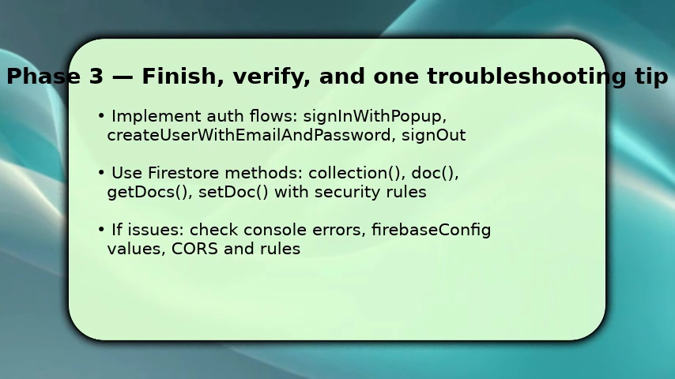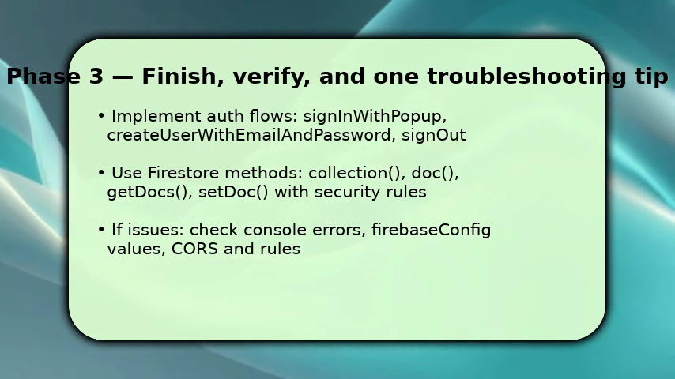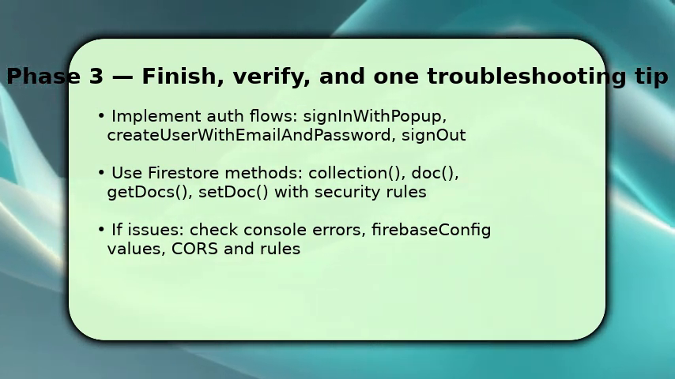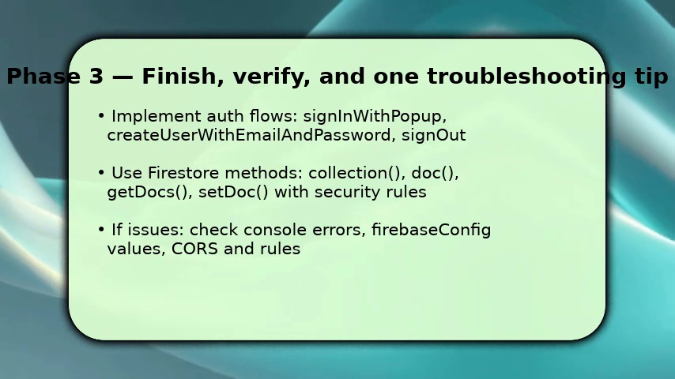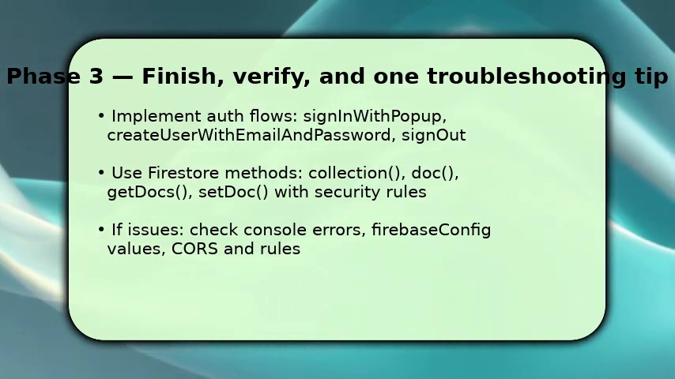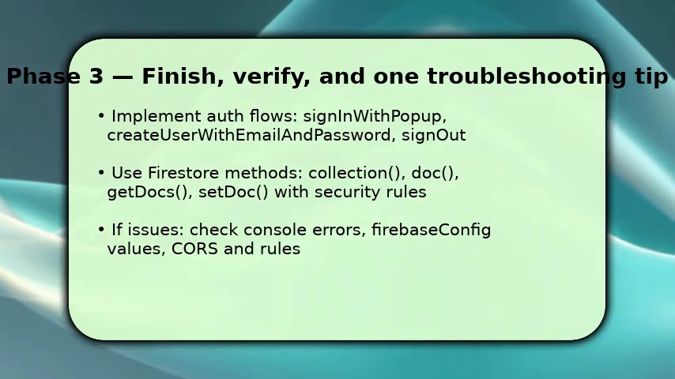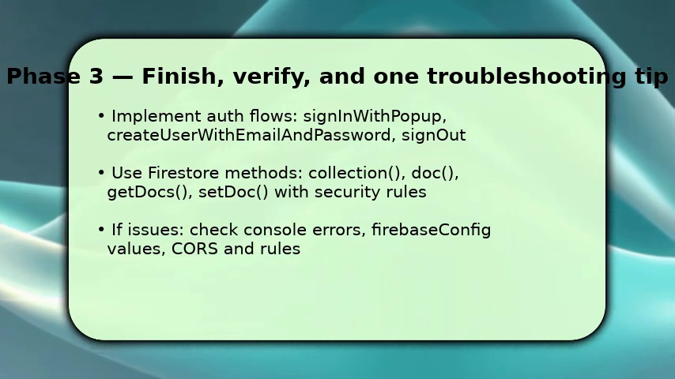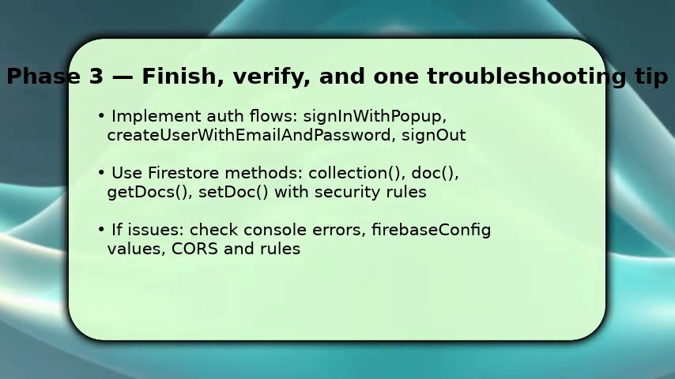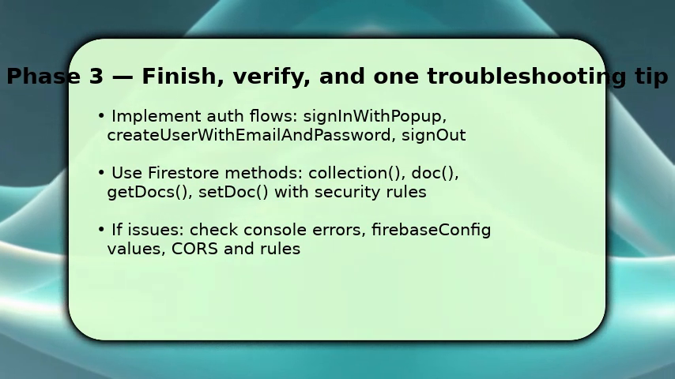Make sure security rules match your access patterns. Rules that are too strict will block reads, and rules that are too open risk data leaks. If something fails, check console errors, verify Firebase config values, and confirm CORS and enabled APIs. This usually resolves most problems.